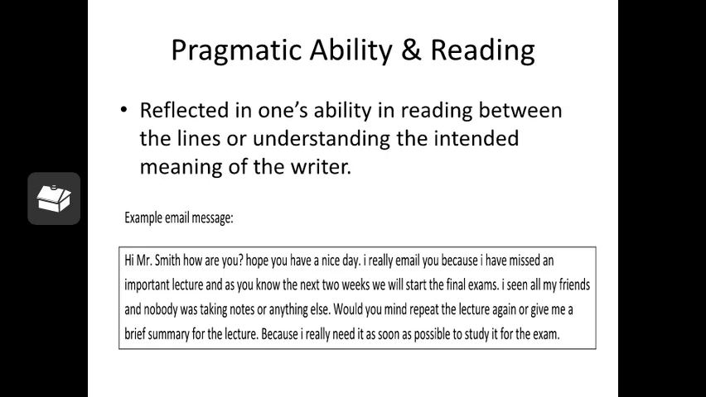The email reads like this. Hi, Mr. Smith, how are you? Hope you have a nice day. I really email you because I have missed an important lecture, and as you know, the next 2 weeks we will start the final exam. I seen all my friends and nobody was taking notes or anything else. Would you mind to repeat the lecture again or give me a brief summary for the lecture? Because I really need it as soon as possible to study it for the exam.